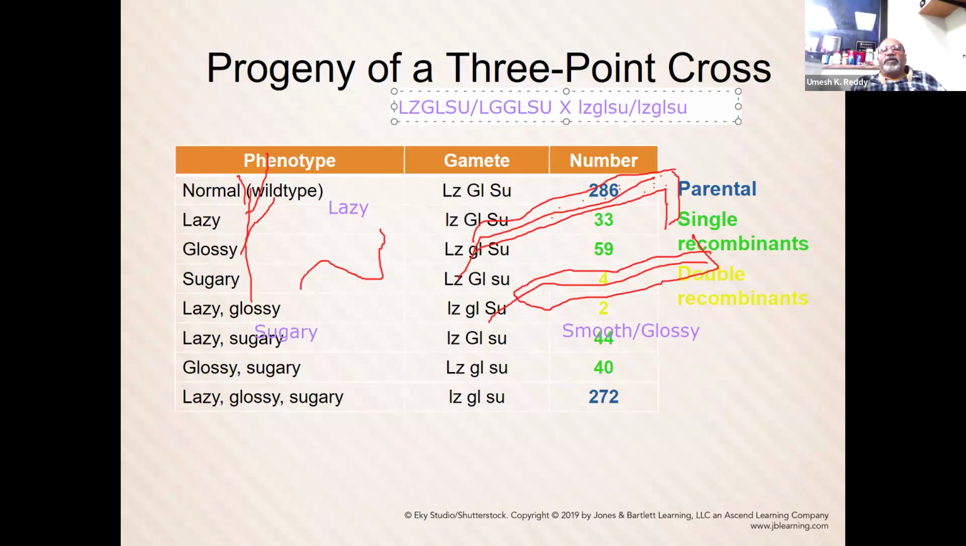So this is crossed with a mutant. So this one is lazy, the plant falls down, glassy, slippery smooth, and then sugary. If you chew it, that is sugar. So there are three different recessive genes together. A cross is made. So what would be the F1?